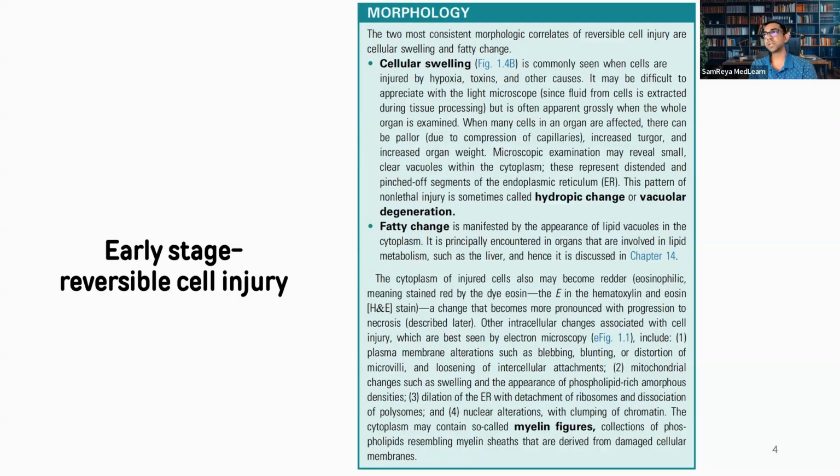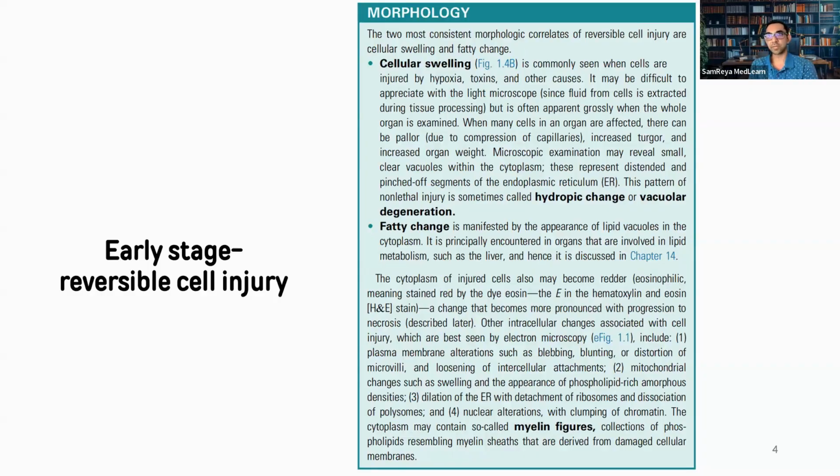Reversible means the cell is injured, yes, but it can be brought back to its normal state by some repair mechanisms or by removing the injuring stimulus, right? So it's the early stage. You can compare this with a chronic stage or a late stage of injury, where we say that the cell has now gone into an irreversible injured state.